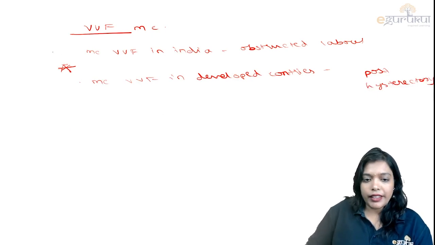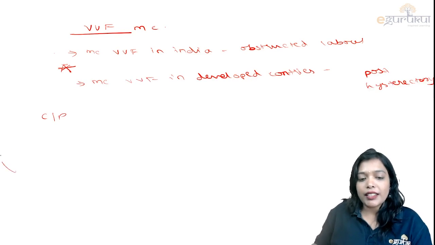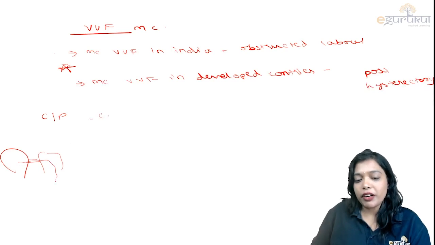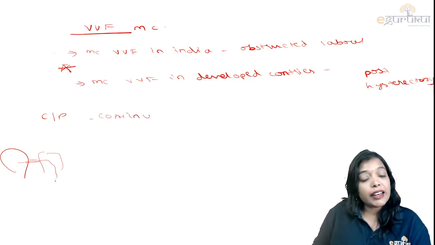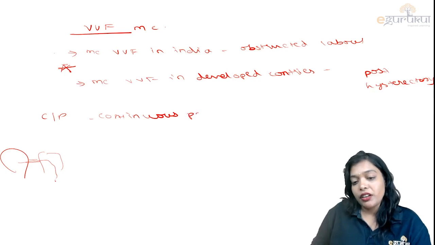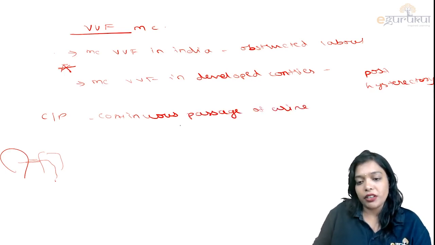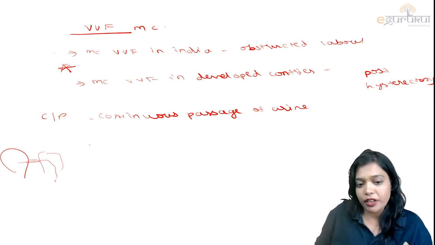Right? Next, clinical picture. As there is a connection between the bladder and vagina, all the urine is continuously coming out through the vagina. So there will be continuous passage of urine and there will be no normal micturition. Normal micturition is not preserved here.